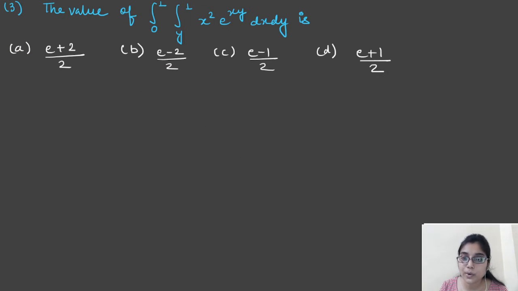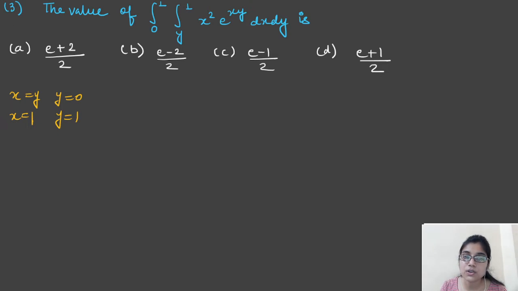Here is our question number 3, and we'll see what this question is all about. The value of the integral from 0 to 1, y to 1, x square e raised to the power xy dx dy is. Okay, we have to integrate this integral and find out which option is correct. As you can see, the limit of x is in terms of y. So we have to integrate initially with respect to x, but that is not possible. So what will we do? We will change the order. So x is equal to y, x is equal to 1, y is 0 and y is 1.